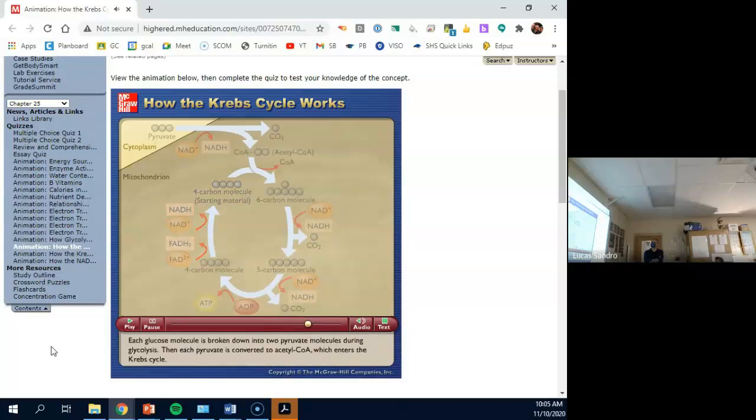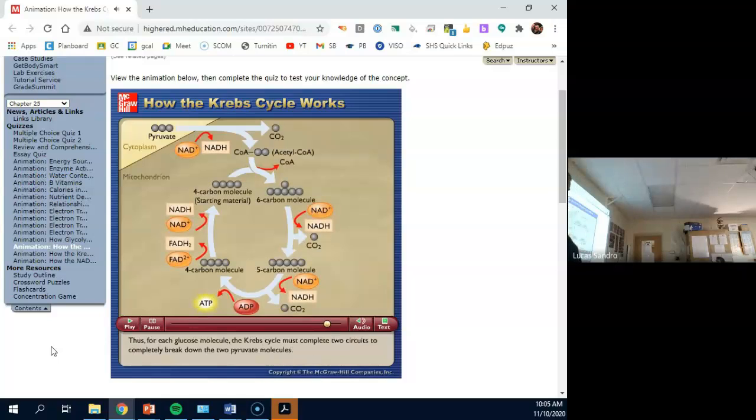Each glucose molecule is broken down into 2 pyruvate molecules during glycolysis. Then each pyruvate is converted to acetyl CoA, which enters the Krebs cycle. Thus, for each glucose molecule, the Krebs cycle must complete 2 circuits to completely break down the 2 pyruvate molecules.